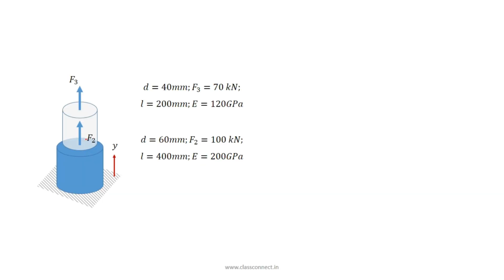So this is our second problem where the axial bar is composed of two different materials of different dimensions. From here to here, it is of a material whose modulus of elasticity is 200 gigapascal. So length is 400 mm, diameter is 60 mm, and load acting is 100 kilonewton. And E for this section is 120 gigapascal, and length is 200 mm and diameter is 400 mm.